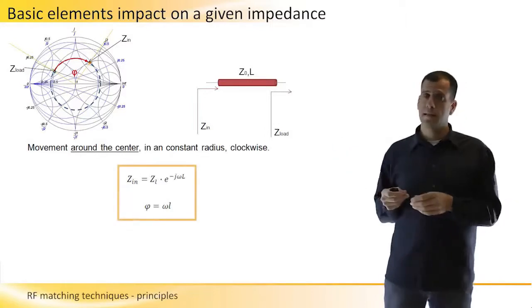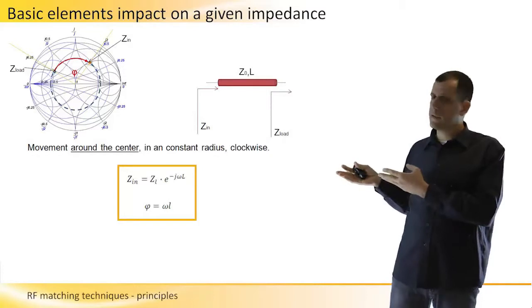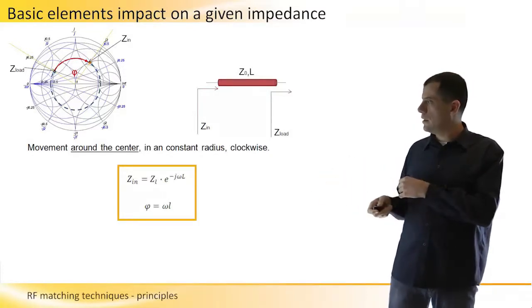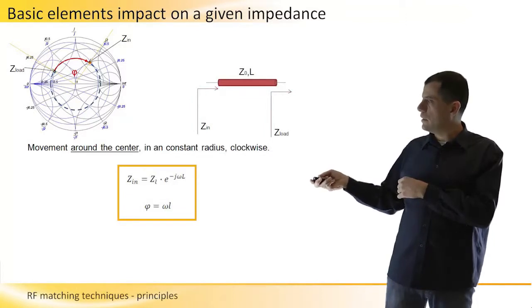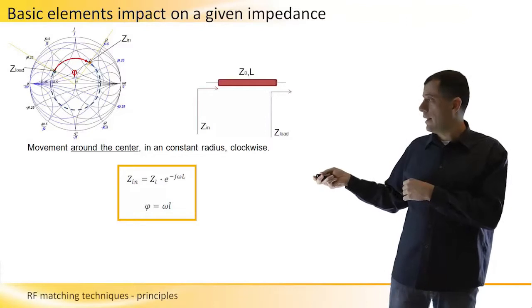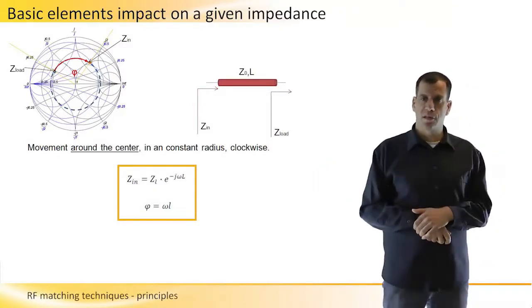Now, in this case, we see that the contribution of a transmission line to the input impedance is only on the phase. If you look at the formula, you can see that the Z load is only multiplied by a phase, e to the minus j omega L, where L is the length of the transmission line.